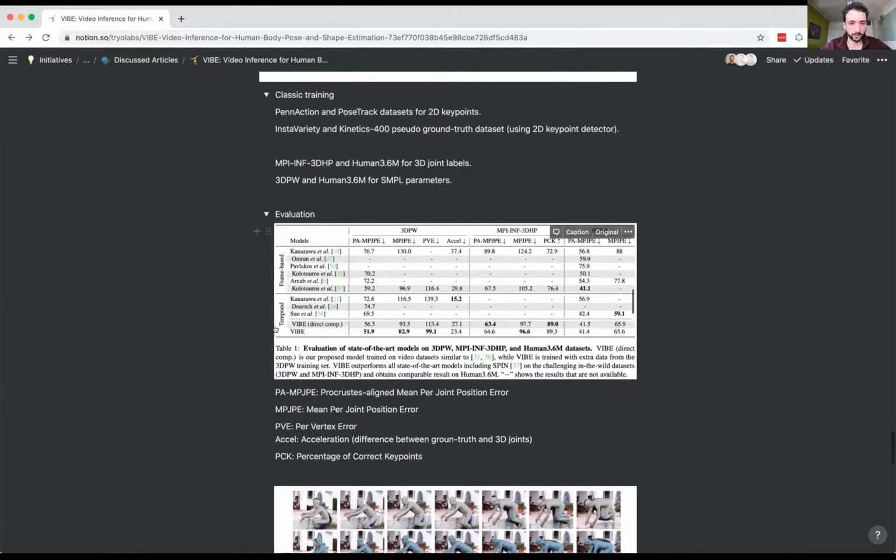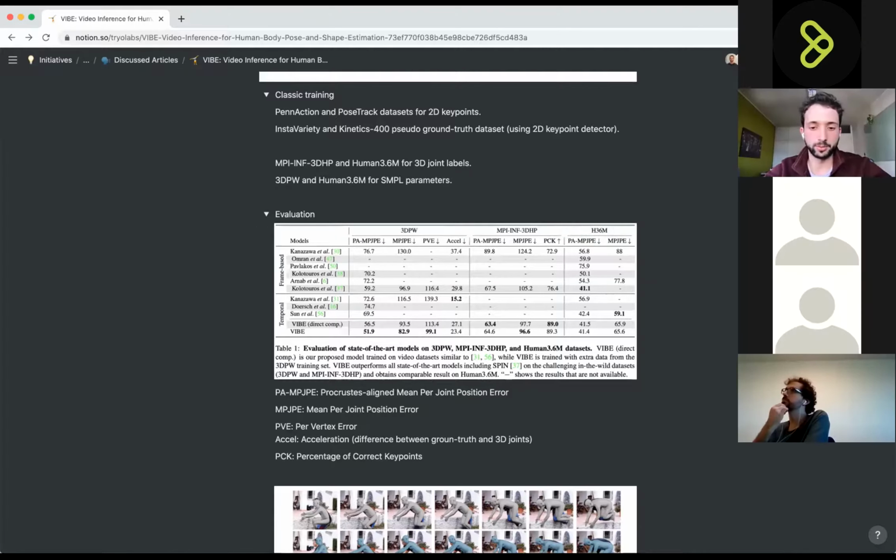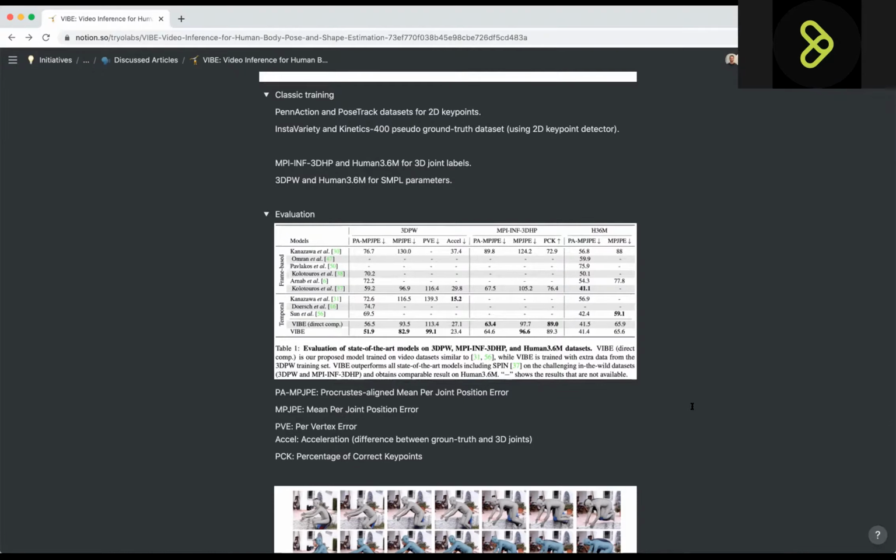The only thing about evaluation is that you can see that they're definitely doing really well, like a state-of-the-art solution. For frame-based models, they do a lot better. They only do worse in this specific data set on the mean per joint position error after alignment, and on all the others, they're comparatively much better.